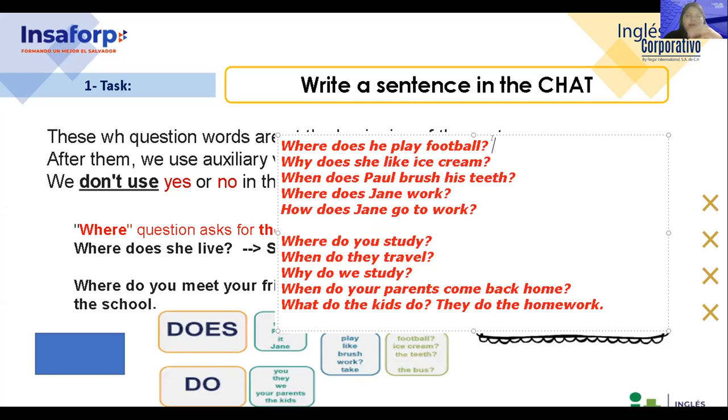Let's see, I'm going to ask the question: where does he play football? Answer. Where does he play football? In the cafetalón. He plays football on Sunday. Okay, where? In a popa, okay. Why does she like ice cream? Because it's delicious. When does Paul brush his teeth? At night. In the morning. Where does Jane work? In San Salvador. Jane works in the Dollar City. Dollar City, okay. How does Jane go to work?